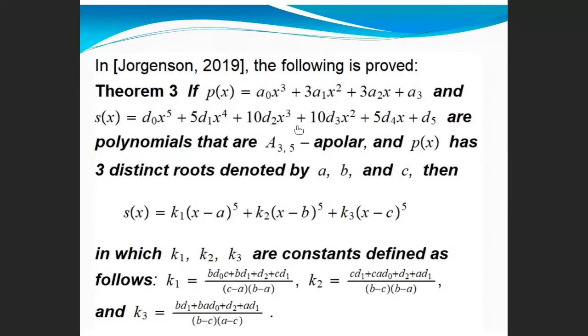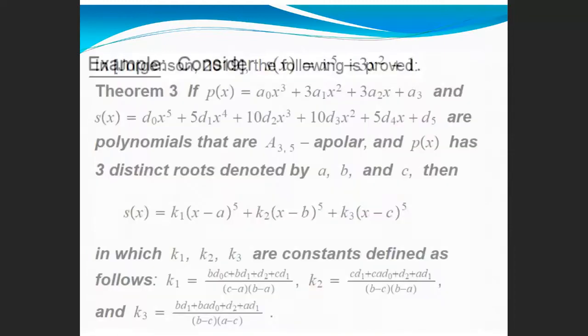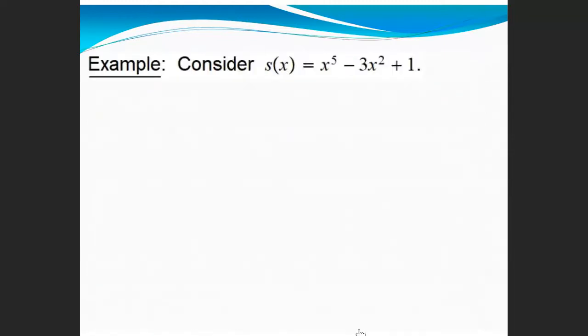If P is a cubic and S is a quintic and they're apolar, and P has 3 distinct roots, A, B, and C, then S can be rewritten in this form. So this is similar to the case for quadratics and cubics. And the k sub i's here, the coefficients, can be solved for in terms of the roots of the cubic and the coefficients of the quintic. So here's an example.